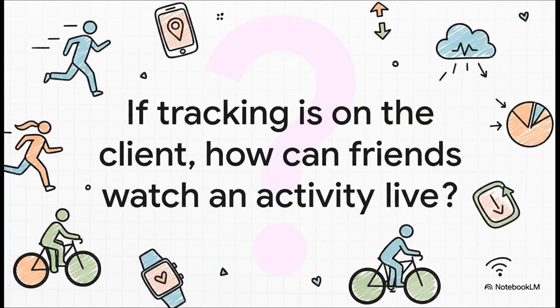And here's the puzzle. Our brilliant offline first design means the server has no idea where you are moment to moment. It's totally blind until you finish your run and upload the data. So if the server doesn't have the data, how can it possibly share your location with your friends in real time? It feels like we might have just designed ourselves into a corner. We need to bring back some communication, but we have to do it really intelligently.